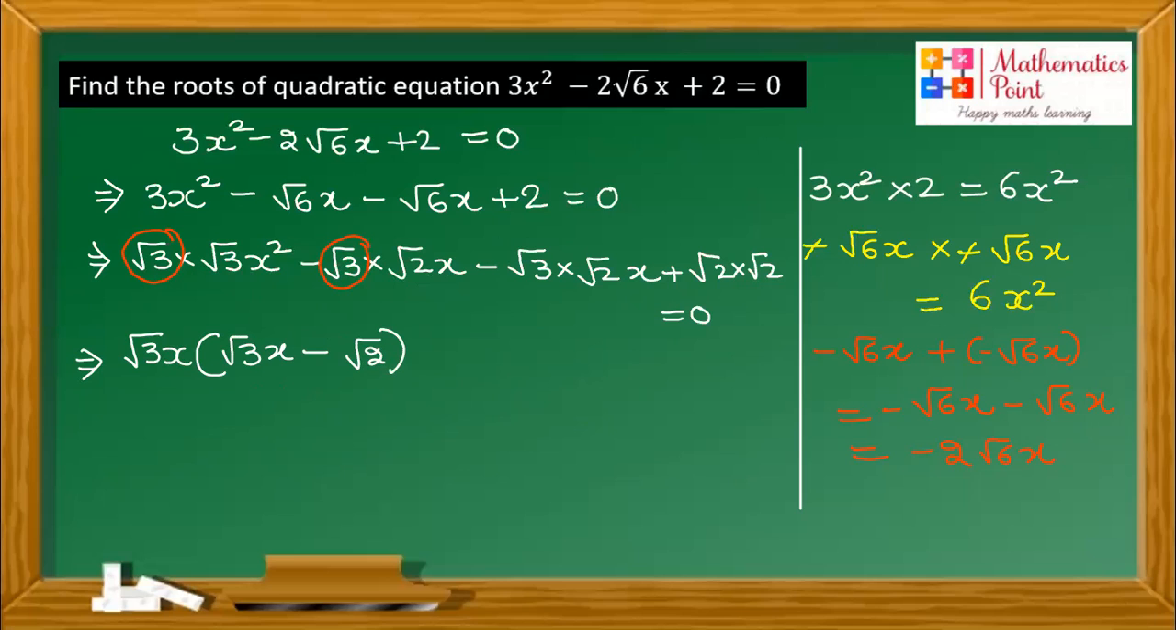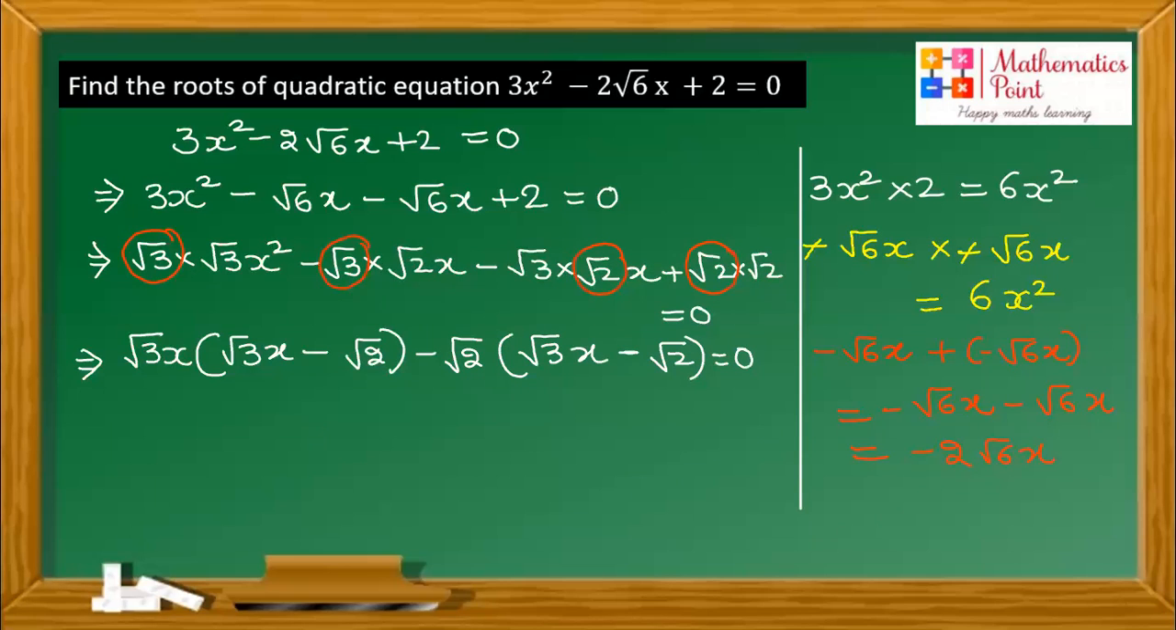Now, from the third and fourth term, what can be taken common? It is root 2. We can take root 2 common. So what do we get? Minus root 2. And what are we left with? Root 3x. Now, as we have taken minus common, so this plus sign will change into minus root 2 is equal to 0.